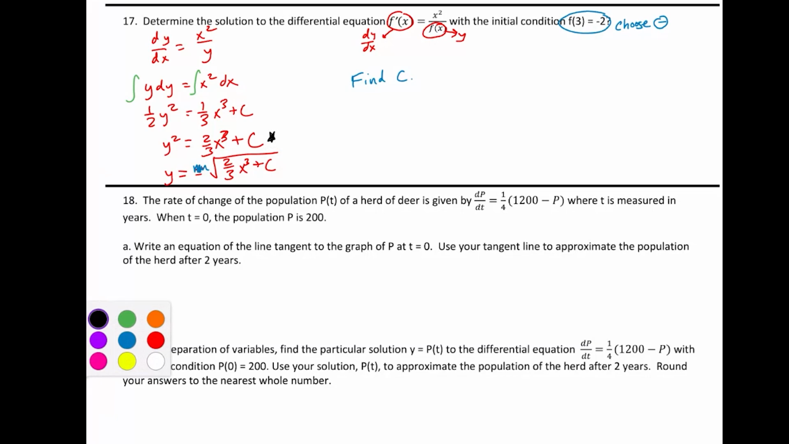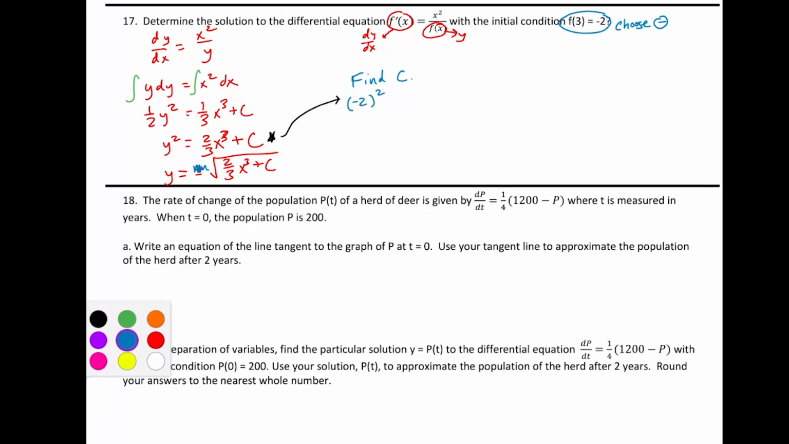Okay, so we need to find c. So we're going to plug in 3, negative 2. So I've got negative 2 equals negative square root of 2/3 times 3 cubed plus c. Oh, you know what? What am I doing? I'm using the last equation. Let's try that again. You could have done it that way, but that's just going to require an extra algebraic step, and I'm trying to stay consistent here. We want to use this equation. It'd probably be a little easier to find c anyway.